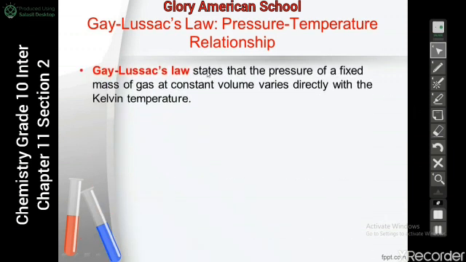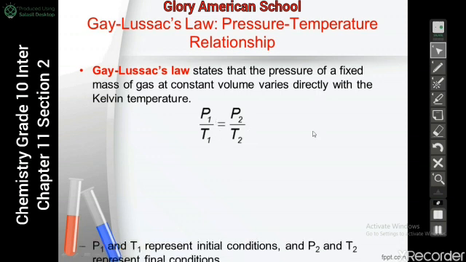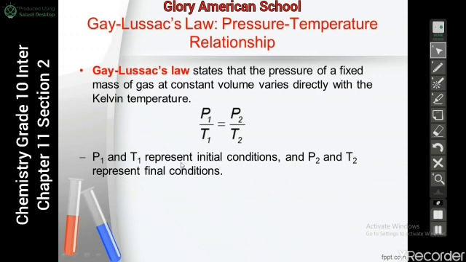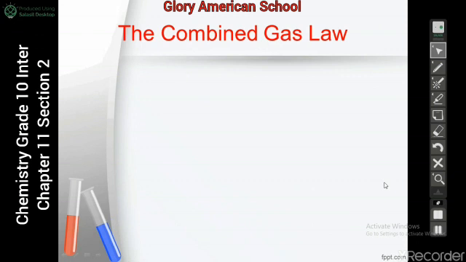So Gay-Lussac states that the pressure of a fixed mass of gas at constant volume varies directly with the Kelvin temperature. The temperature must also be in Kelvin. So the relation will be P1 over T1 equals P2 over T2. So P1 and T1 represent initial conditions and P2 and T2 represent the final conditions. Now the combined gas law.